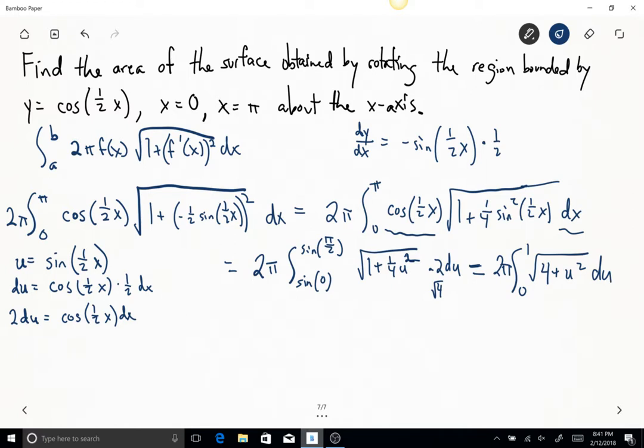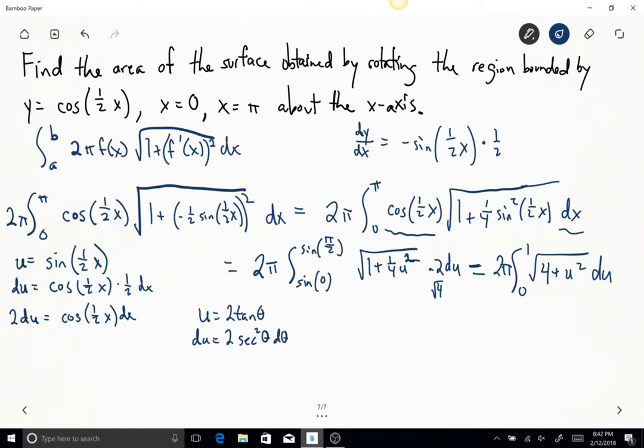All right. So now where do we go from here? Well, we actually have some options, dependent upon if you recognize what's going on or not. One option that we can kind of do is, if you remember the trig substitutions, you can let u equal 2 tangent theta, and then du equals 2 secant squared theta d theta.